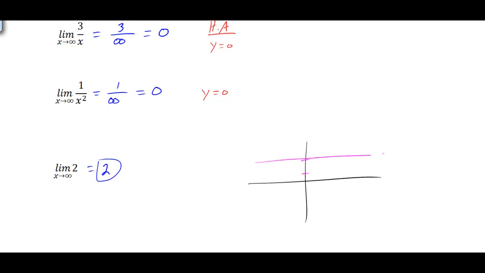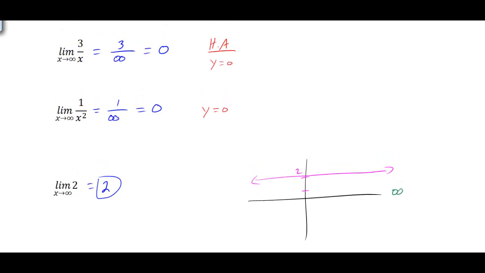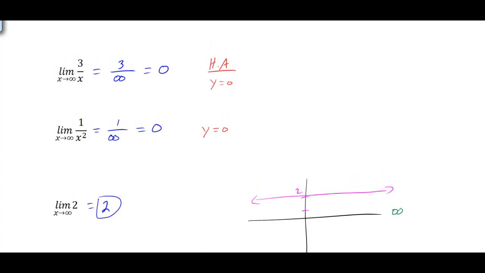So here's the graph of y equals 2. Notice it doesn't matter what happens to your x value. Our x value can go to infinity, but our graph up here is always 2. So it doesn't matter. Okay, so again, if your denominator is going to infinity, that means it's growing very rapidly. So therefore, you're going to approach 0. You're getting to a very, very small number.